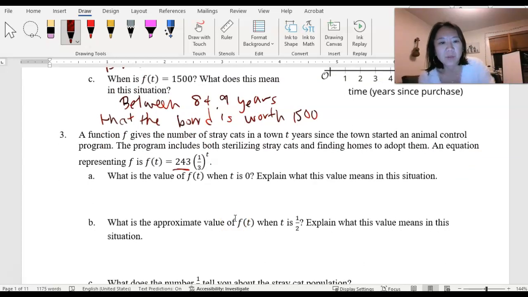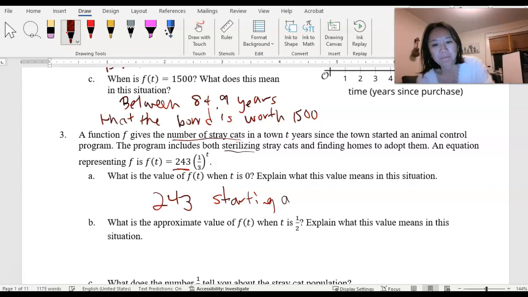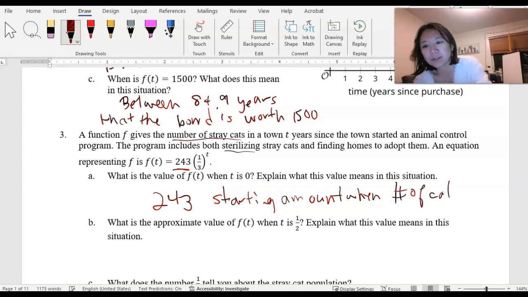A function f gives the number of stray cats in a town since the town started an animal control program. This program includes both sterilizing stray cats and finding homes to adopt them. An equation representing f, so the number of stray cats, is 243 times 1/3 to the power of t. What is the value of f of t when t is 0? So at the start, that would be 243. And that is the starting amount when the number of cats were first counted.